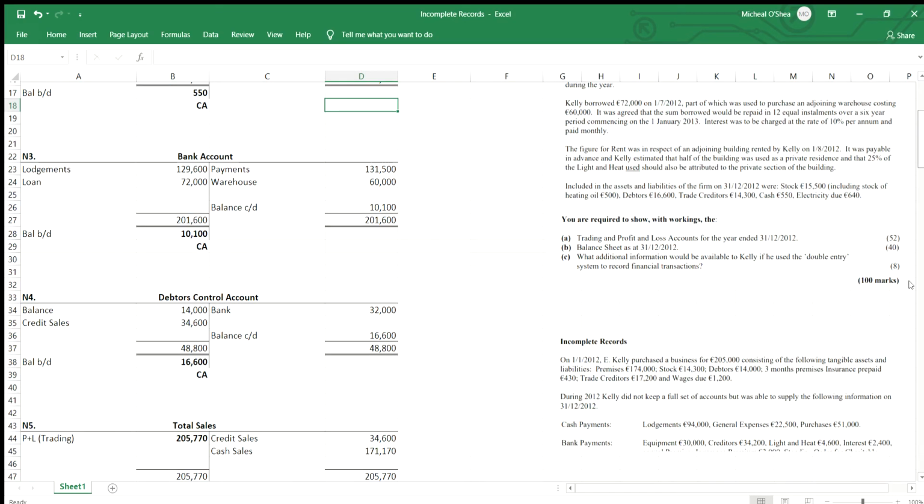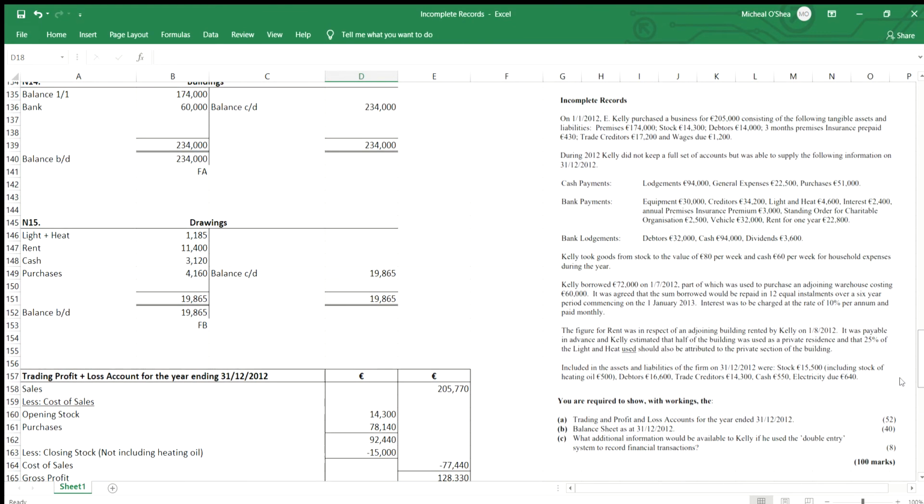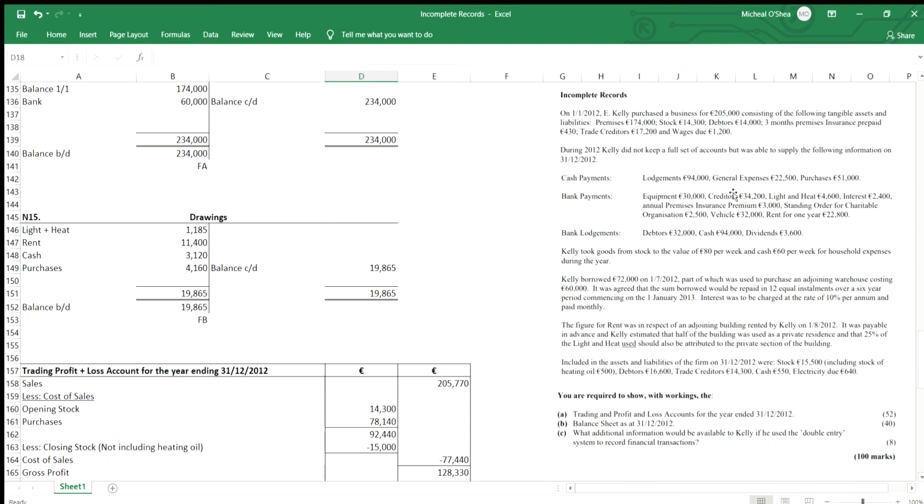The only other one that I have in there, I'll just show you here in a second, is when I go through this question, I'm going to go through all the things that I paid for. And I can see here, out of everything, most of them have been adjusted. You don't include lodgements, purchases are already dealt with, general expenses are dealt with. Equipment is to do with fixed assets, you're not going to include that. Fixed assets are not for expenses. They're fixed assets in a balance sheet. This is to do with a balance sheet again. Light and heat we've dealt with. Insurance we've dealt with. Standing order for charitable organisation we have not dealt with.